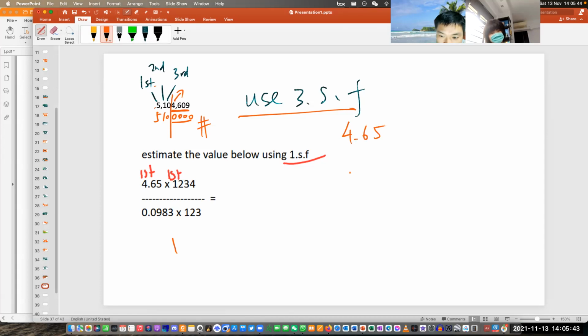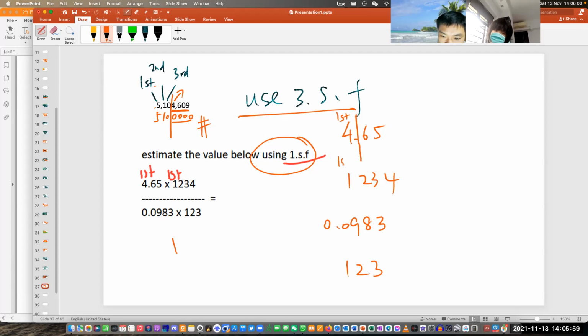4.65, 1234, 0.0983, and then 123. Okay, so use one significant figure. This is my first significant figure, so I draw a line. For 0.0983, the 0 is not my first significant figure. So the first significant figure is here for this number, so I draw a line. And this is my first significant figure for 123, so I draw a line.